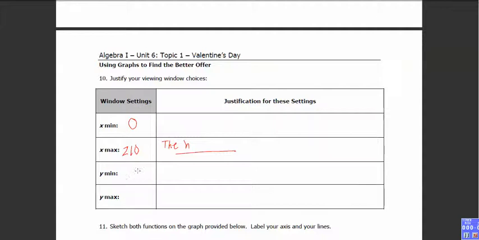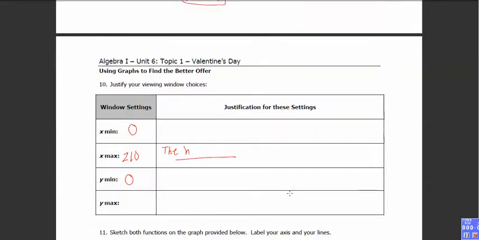All right, so y min, you can put whatever you want. You could put 20 there if you wanted to, because that's the least that you actually have to pay. Remember, y is the output, which is the total cost. I'm going to put 0 just because as long as I'm going all the way down to 20, I may as well include that last 20 so that I see both of my axes, the x and y axis.